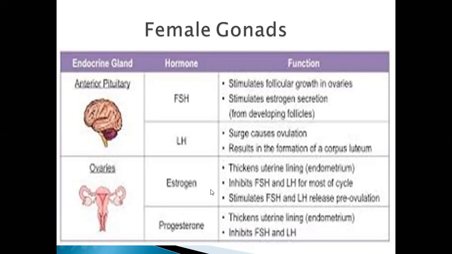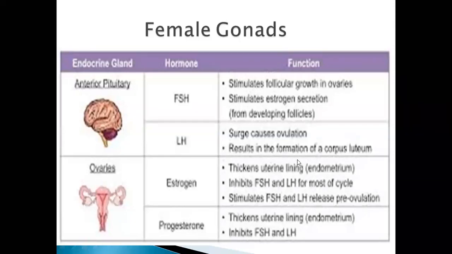Next, it also stimulates follicle stimulating hormone and luteinizing hormone release pre-ovulation. It means before ovulation, estrogen releases these, but when ovulation doesn't take place, they are inhibited and removed from the body through the cycle. So these are the functions of estrogen.